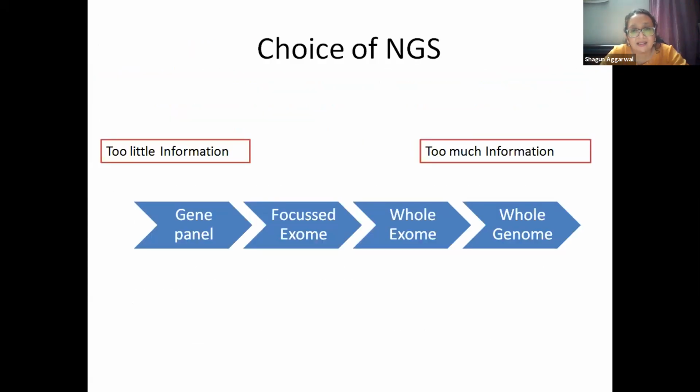There are some other things in practice as well. Various labs have different kinds of tests which they offer. There are gene panels, like a Noonan panel or cystic kidney disease panel, or you have the focused exome, also called the clinical exome, where only the clinically relevant genes are studied, or you have the whole exome and the whole genome. Usually a gene panel would give you too little information, whereas whole exome and whole genome would give you too much information, which would become difficult to interpret.